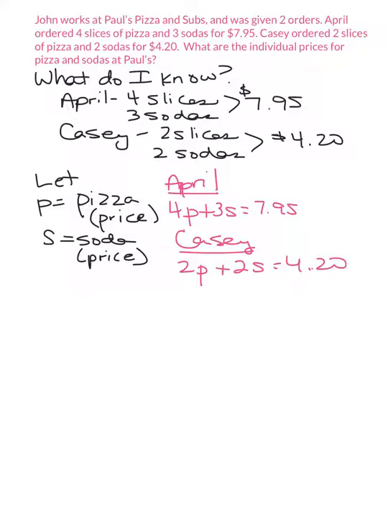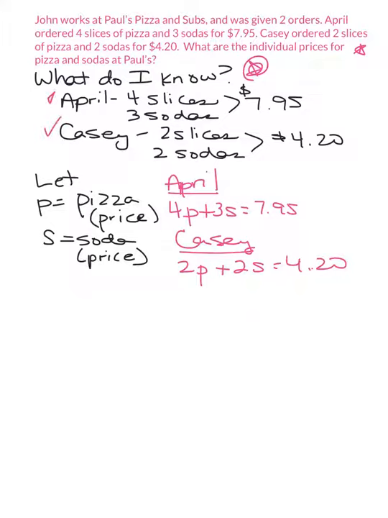So the first thing we have listed here is what do I know? I'd like to pull everything out of that paragraph form and list it. And I have April's order, 4 slices and 3 sodas for $7.95, and Casey's order for 2 slices and 2 sodas, which costs $4.20. So from this piece of information, I see I have 2 groupings. One is April's order and one is Casey's order.